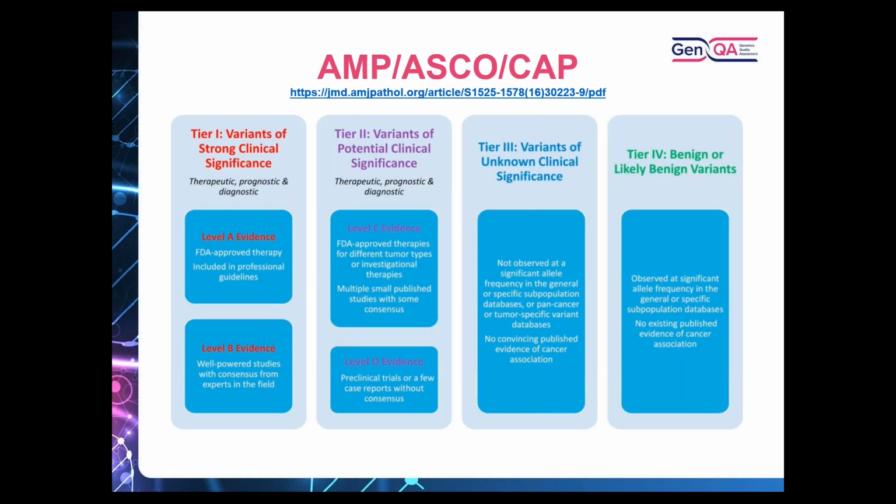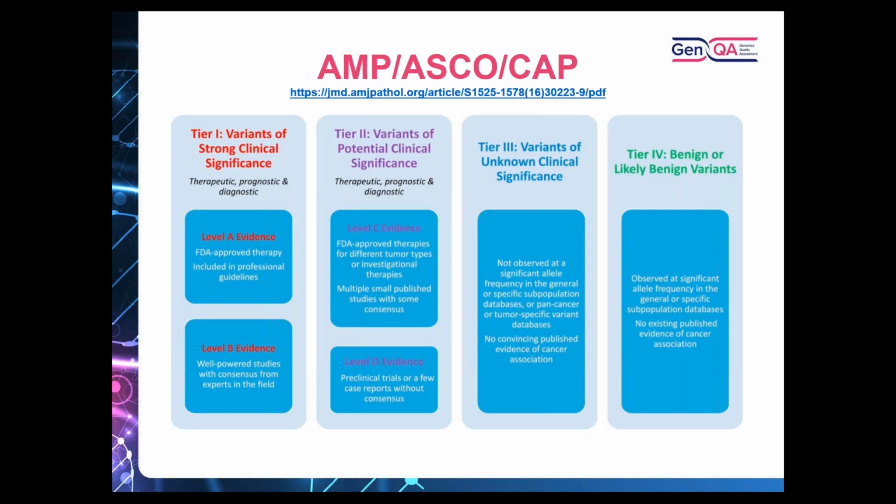They're biomarkers that are included in professional guidelines that predict response or resistance to therapies for a specific tumour type. Level B evidence tends to be biomarkers that predict response or resistance to therapies for a specific tumour type based on well-powered studies with consensus from experts in the field. That evidence may come from multiple large studies with supporting outcome data, and we tend to see consensus in the literature as well with these types of variants.